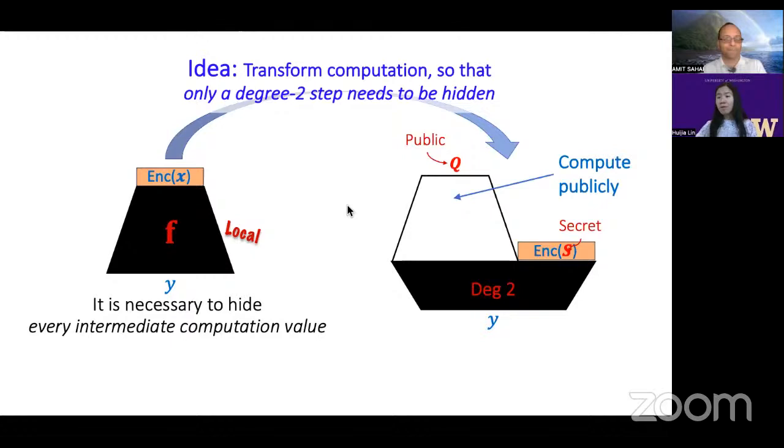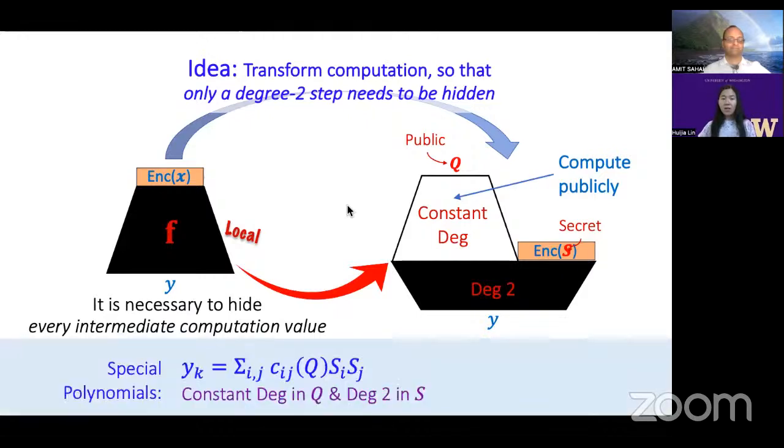More specifically, this would involve us to first transform the input x into 2 parts called Q and S, where the Q part is public and the S part is secret. Next, we want to transform the original local function f into this new form, which will only have constant degree on the public input Q and allowing degree 2 in the secret input S. In more detail, this we call our special polynomials, where every output element yk can be expressed as a sum of quadratic monomials over the secret input S, and the coefficient may actually depend on the public input Q, and the dependency can have constant degree. And in order to make sure that the final encoding of x that we get is actually efficient, we require the public and secret input together to have total length that is much shorter than the output length, say to the power 0.99.